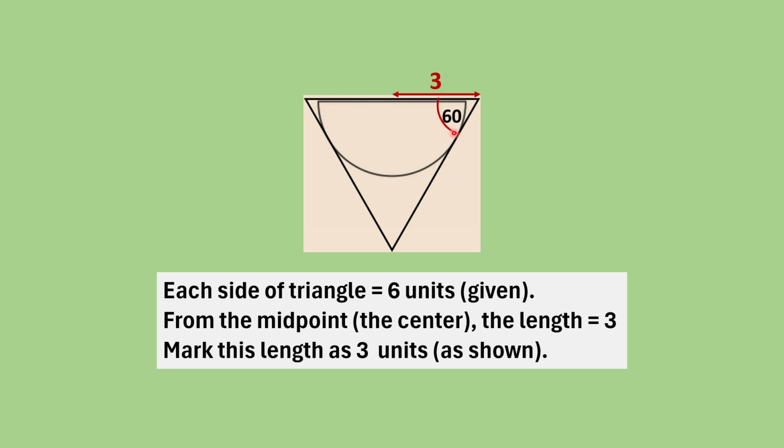So this we got 60 degrees, and from the center of the circle, that is the midpoint of the diameter, and the midpoint of the top side of the triangle, this half of this side as we have marked, see the blinking line, this should be 3 units.